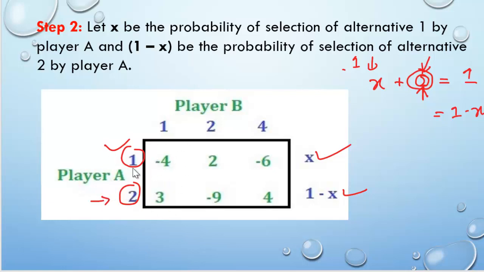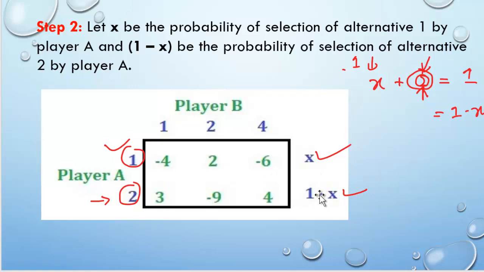Same with column 2, if player B chooses either 2 or -9. What will be the gain function of player A? That will be 2 into x plus -9 into 1 minus x. And if player B chooses the third column, which was the fourth in the initial table, because we reduced the third and the fifth columns by the dominance property, now what will be the gain function of player A? That is -6 times x plus 4 times 1 minus x.